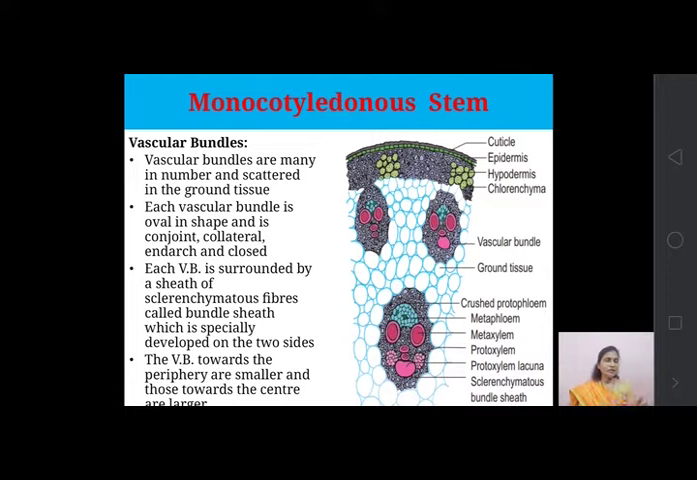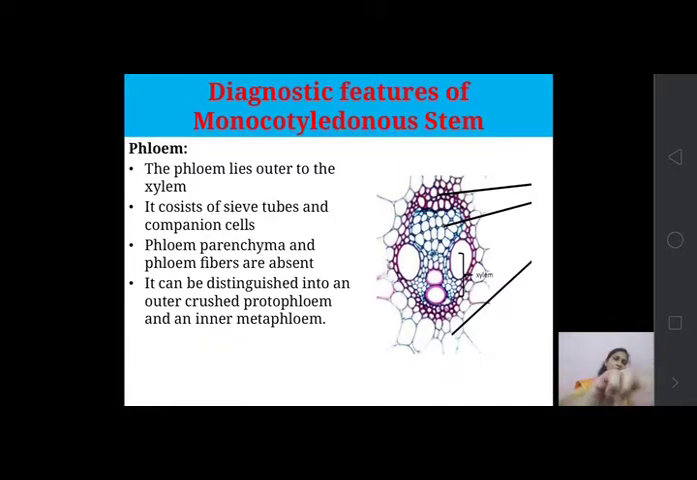Okay, and in xylem it is metaxylem and protoxylem. So this is the monocotyledonous stem. This is all about the monocotyledonous stem. It does not show a distinct stele region, although it contains vascular bundles, but these vascular bundles are not demarcated, or not covered by the pericycle, or you can say the endodermis. So this is about the monocotyledonous stem.